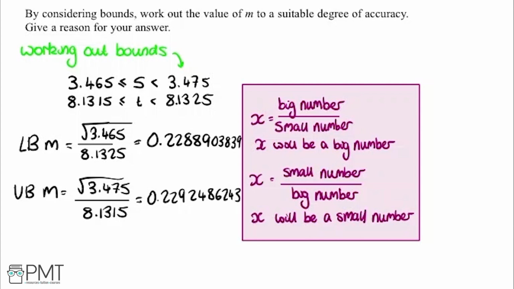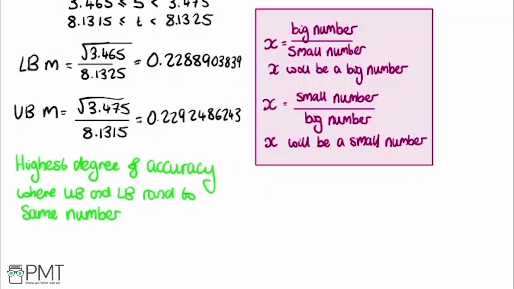So now to see what value we're going to give m to a suitable degree of accuracy, we're going to look for the highest degree of accuracy when the upper bound and lower bound round to the same number. So if we look at both these numbers here, we can round them to one decimal place and they both get to 0.2. Two decimal places, they both get to 0.23. Three decimal places, okay, so we get 0.229 and 0.229, so that's the same thing. If we go to four decimal places, this would be 0.2289, and this would be 0.2292. So at four decimal places, the values would be different, but at three decimal places, they're the same. So that's the highest accuracy where the upper and lower bound round to the same number.